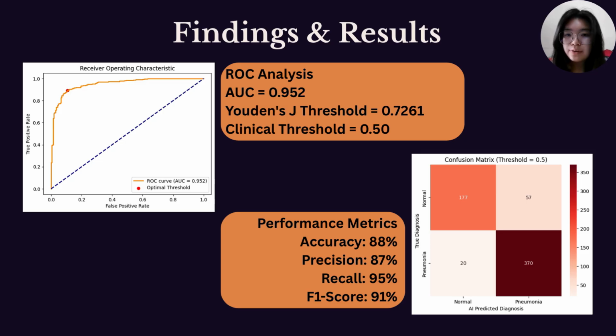Next, for this slide, we present the final evaluation result of the proposed model. The ROC curve shows the model's ability to distinguish between normal and pneumonia chest X-ray images across different classification thresholds. The model achieved an AUC score of 0.952, showing it had strong discrimination between the normal and pneumonia cases. The confusion matrix shows that 370 out of 390 pneumonia cases were correctly detected, resulting in a recall of 95%.